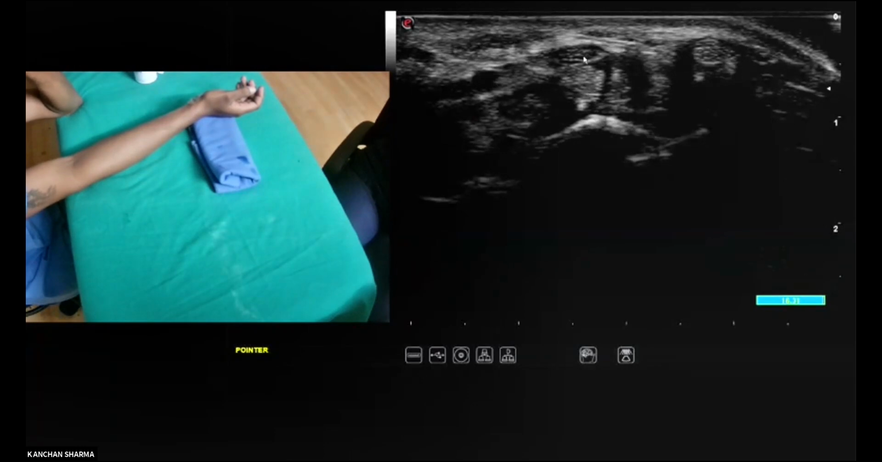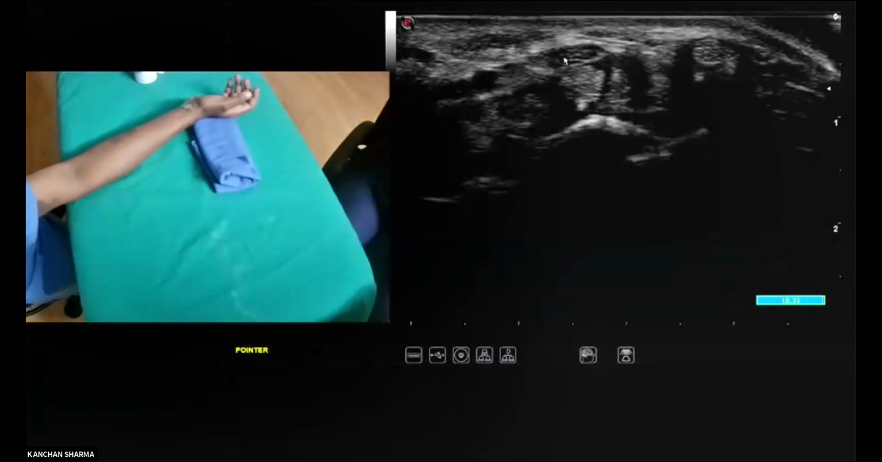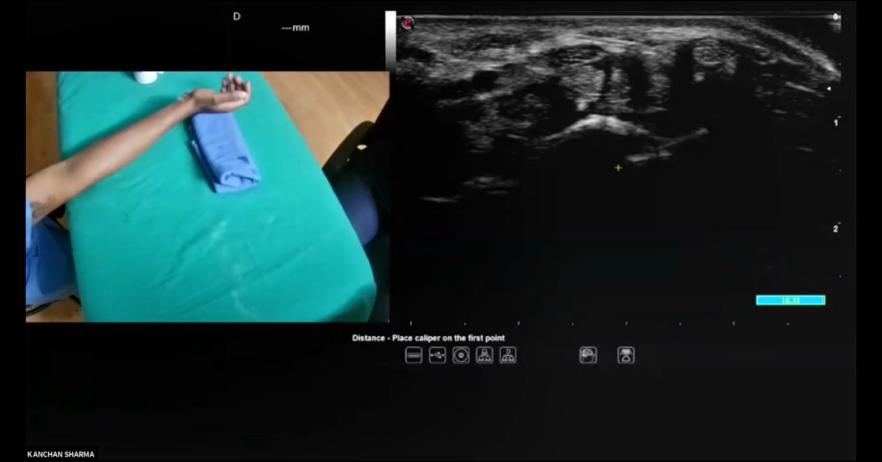So for this median nerve, you should approximately have an idea that there should be a bone, and on top, in the center of the bone, you should be able to see some honeycomb appearance, and this is your median nerve. All these are tendons. I will be showing you how to distinguish between the median nerve and the tendon. Before that, let us know how to measure this, because that is also very important.